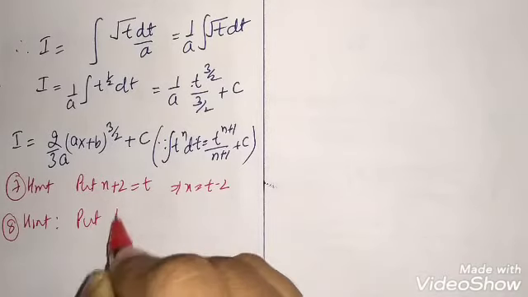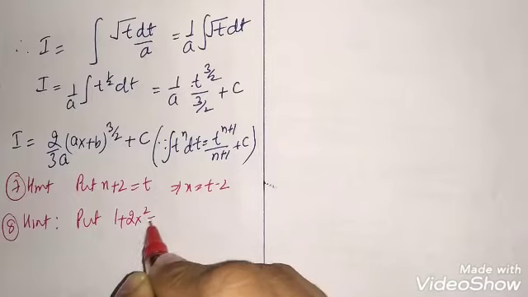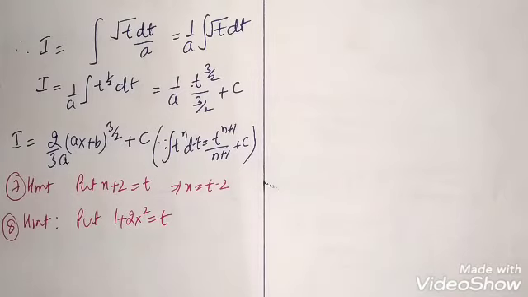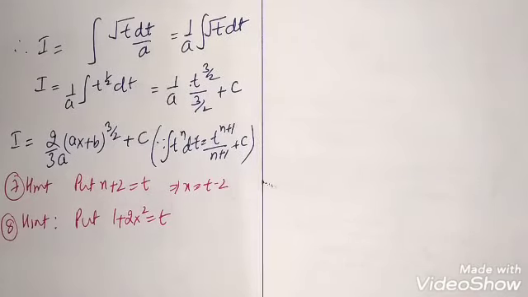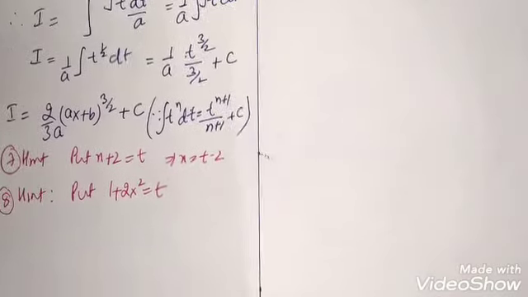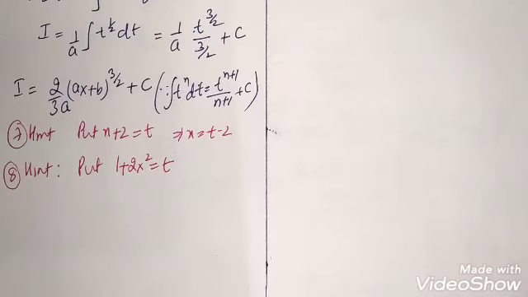Hint for the 8th, not solving: put 1 plus 2x square to be t. In the 8th question, put 1 plus 2x square to be t. That's it. In the 9th, same. The 9th is also a very easy part, so I'm not even giving you the hint. Put whatever the part inside the root is, x square plus x plus 1, to be t.